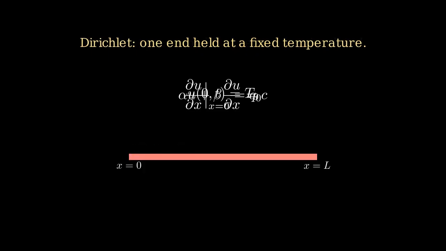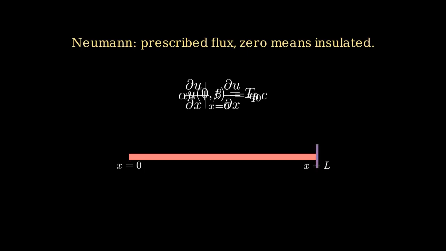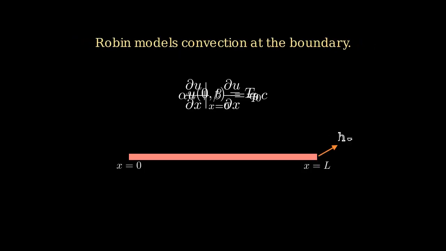A Neumann condition on the heat equation means a prescribed heat flux. The special case of zero flux means a perfectly insulated end, so no heat energy can pass in or out through that end of the rod. A Robin condition on the heat equation models convection. Here, heat leaves the rod proportionally to the temperature difference between the rod's end and the surrounding fluid, so a bigger temperature gap causes faster heat loss.